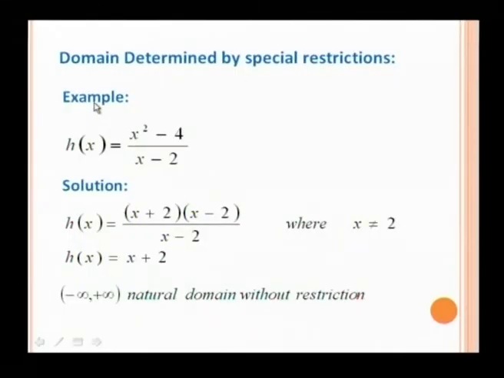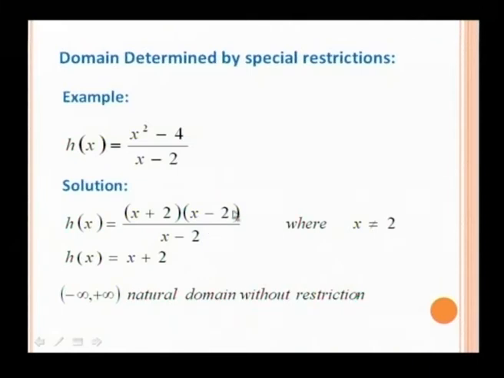For the explanation of this statement, you can consider an example which is on the screen. Domain determined by spatial restriction. If we have an example, h of x is equal to (x square minus 4) divided by (x minus 2), we know that this function is restricted for the value 2. So for that we would expand the formula in the numerator as h of x is equal to (x plus 2) into (x minus 2) divided by (x minus 2).